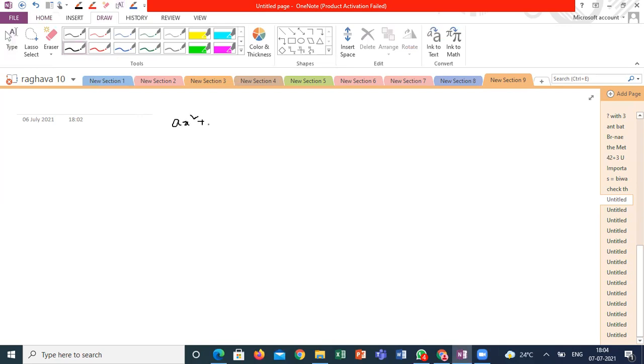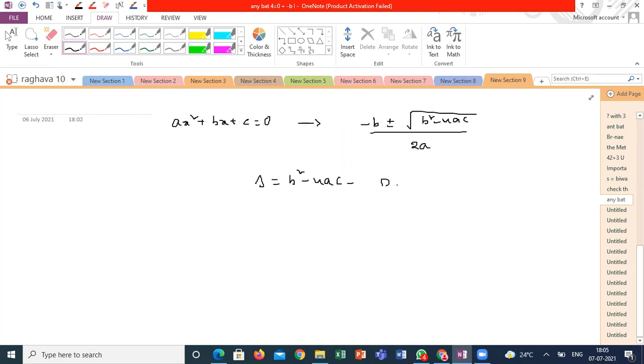If ax square plus bx plus c is equal to 0 is a quadratic equation, and I want to solve this quadratic equation using the formula, then minus b plus or minus square root of b square minus 4ac by 2a gives the roots. What is this b square minus 4ac value called? Discriminant. And what is the use of this one? You can say the nature of the roots, and whether roots are existing or not.